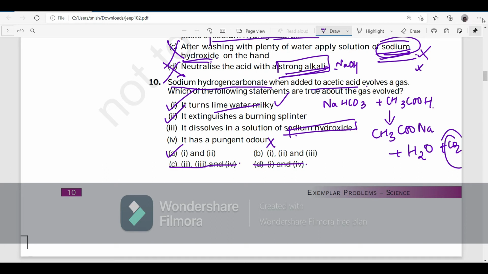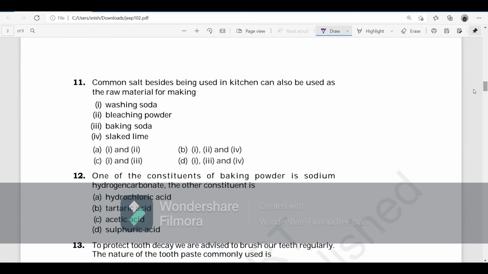Next, 11th question. Common salt, besides being used in the kitchen, is also used as a component for the formation of other raw materials. So we have to find out what they could possibly be. Washing soda, yes. Bleaching powder, yes. Baking soda is an indirect use. You can't tell directly that you're obtaining it. And slaked lime, of course not. So it's 1 and 2. It's directly from the textbook part.